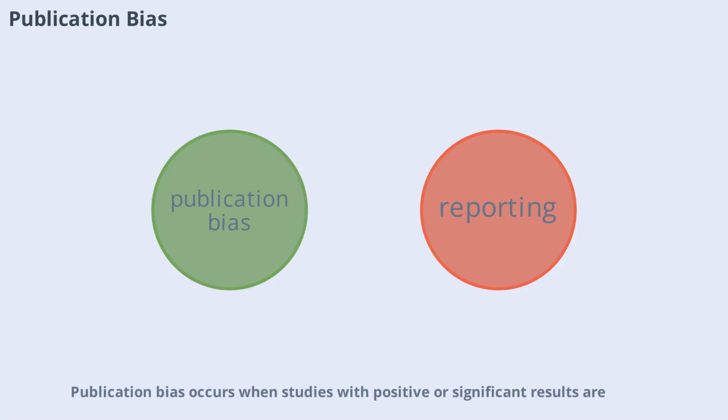Publication bias occurs when studies with positive or significant results are more likely to be published than those with negative or null findings. This bias can distort our understanding of abnormal psychology by overrepresenting certain outcomes. Researchers and journals are working to address publication bias by encouraging the publication of all results, regardless of outcome.